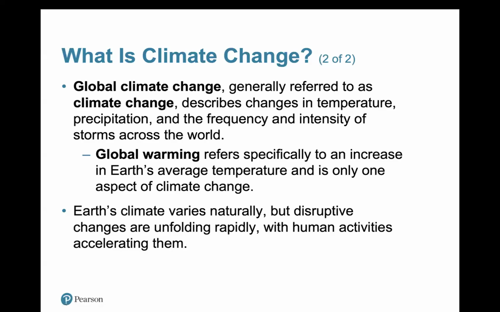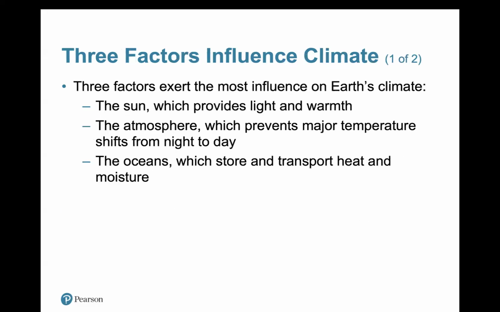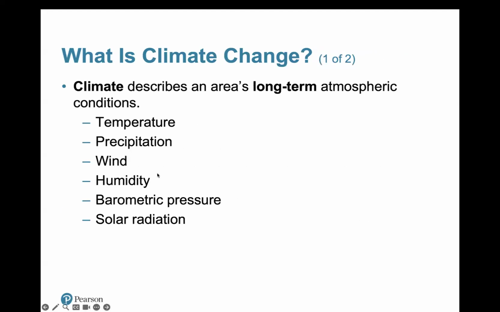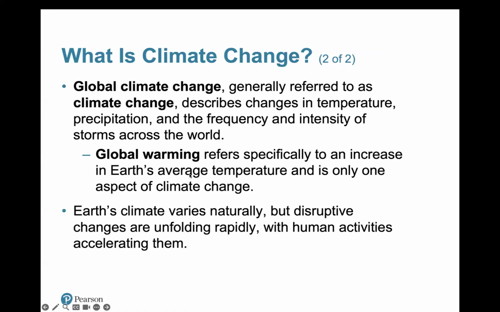Hello everyone. So let's continue our discussion about climate change. As we described, climate is the long-term atmospheric conditions that include temperature, precipitation, wind, humidity, and pressure. I think I listed it here. And solar radiation. This is just a reminder.